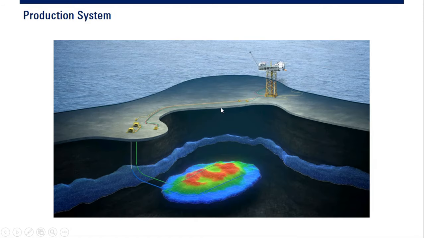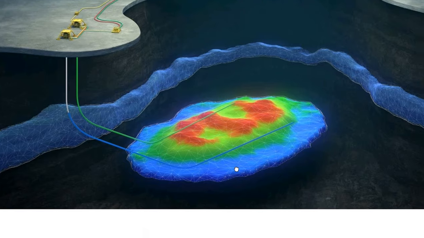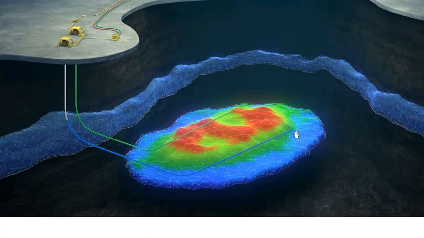This is the production system in an offshore environment. We have a platform here, and then this is the subsea wellhead or subsea Christmas tree. And down there we have the reservoir. And then you can see the blue line. We call the blue zone the aquifer, the water layer. And then the green zone is the oil reservoir. And then the red zone is, of course, the gas cap. Very interesting.